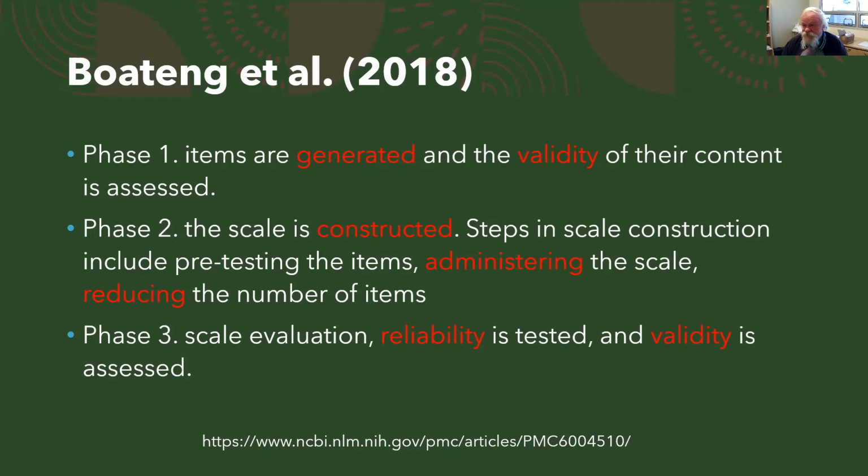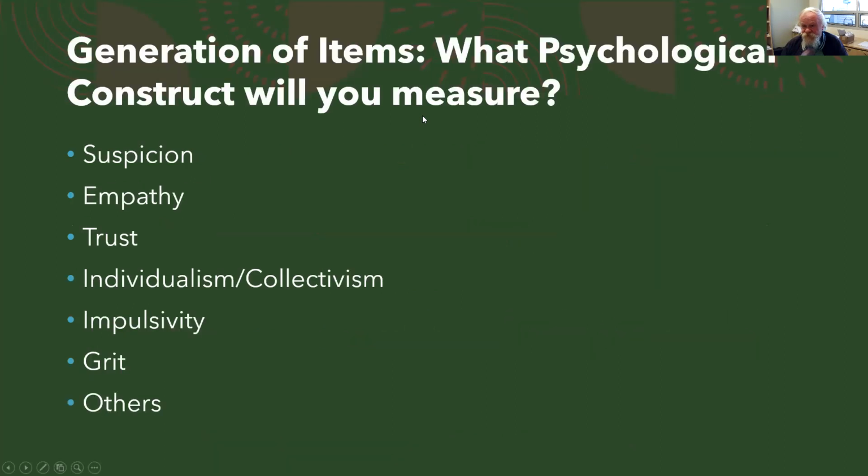So in the last phase, we'll evaluate your scale, we'll test the reliability of your scale, and we'll also assess the validity of your scale, okay? So it's kind of complex right now, but you'll understand as I go through this little talk, okay? Now, the first step that you're going to take is to generate items for some construct that you want to measure with people. All right.